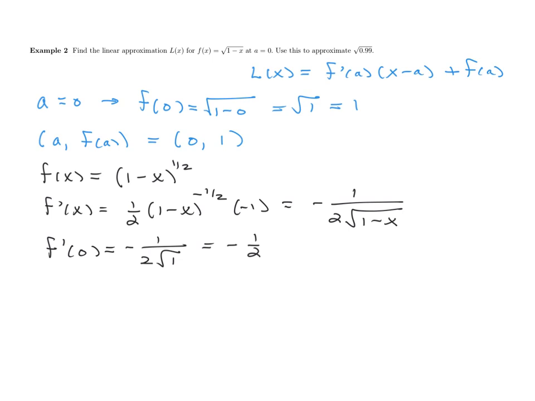What's the linearization? The linearization L of x, if we combine all this stuff together, it's negative 1/2 times x minus 0 plus 1. For this one here, I think it's just best to not put the minus 0. We'd have negative 1/2 x and then plus 1.